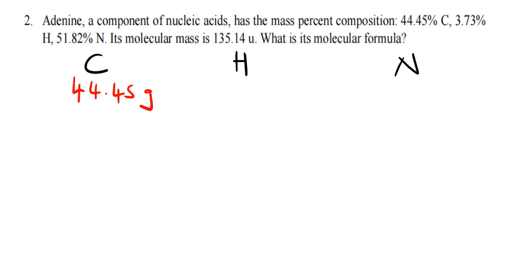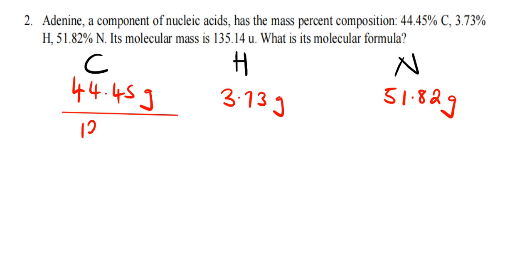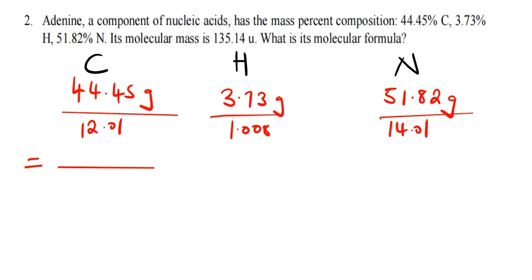Then for hydrogen is 3.73 grams. For nitrogen it is about 51.82 grams. We always assume that this will give us 100%. So if this is what we have, I'm supposed to convert these again to moles. So I'm going to divide this by 12.01 for carbon. For hydrogen is about 1.008 grams per mole. Then for nitrogen is about 14.01 grams per mole. I'm not going to put the units, but it's the same thing like we did in the previous one.